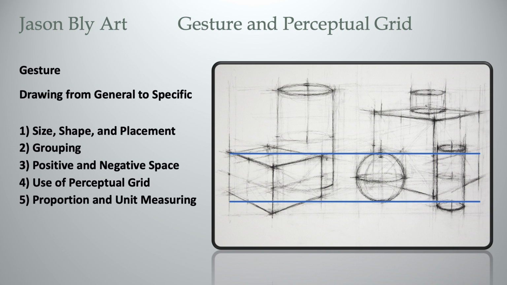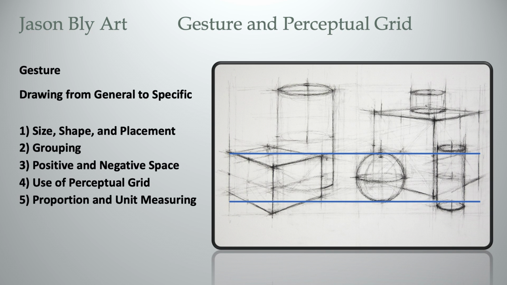So as I mentioned, the first 3 were more intuitive or emotional based. The remaining 2 are more logic, reason, and math based. The use of the perceptual grid is a way of associating one object and finding out how it aligns with others across the page.